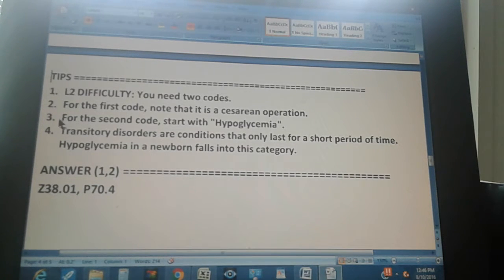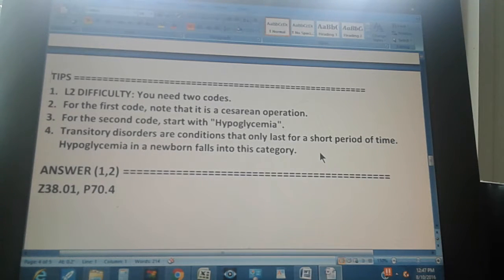Right. Now, for the second code. For the second code, start with hypoglycemia, because the baby comes out with hypoglycemia. So you start with the condition hypoglycemia. And then the fourth tip is: transitory disorders are conditions that only last for a short period of time.